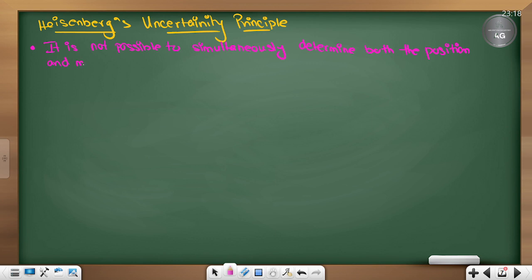Do not write velocity because that is a derivation, a deduction from the main statement. Actually it is position and momentum. No velocity is supposed to be mentioned. Position and momentum of a moving microscopic particle. If you write electron, that is fine. Moving microscopic particle with absolute accuracy.